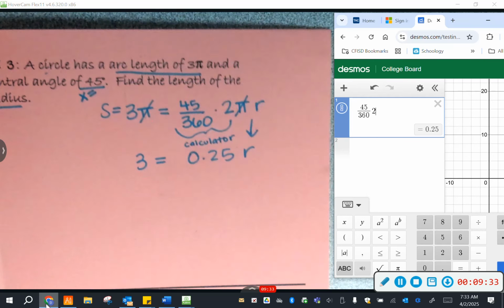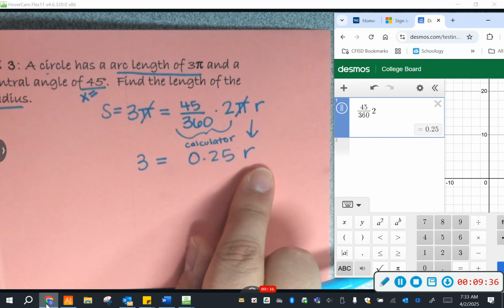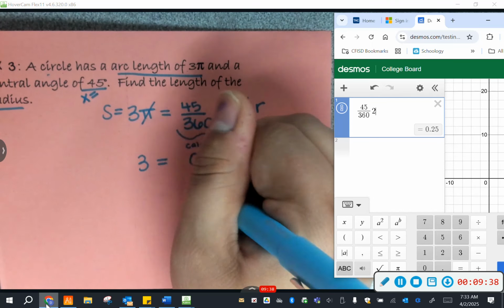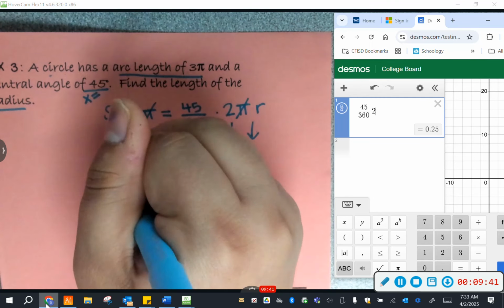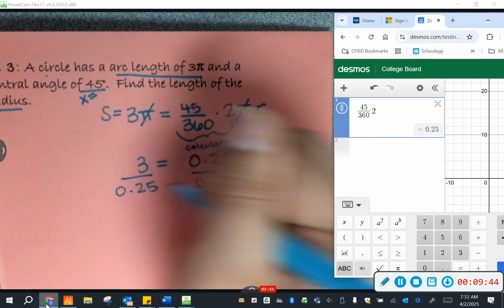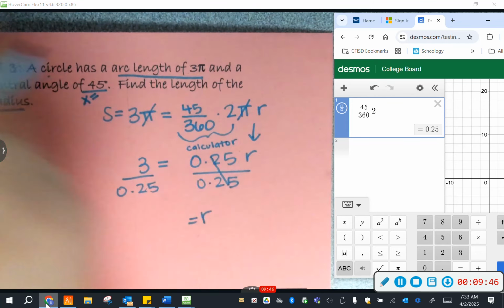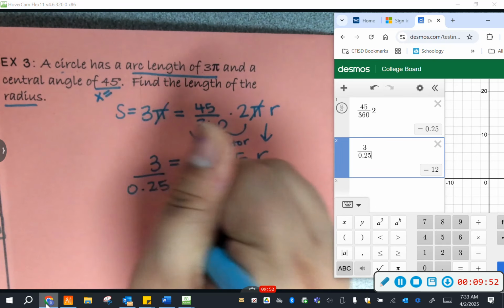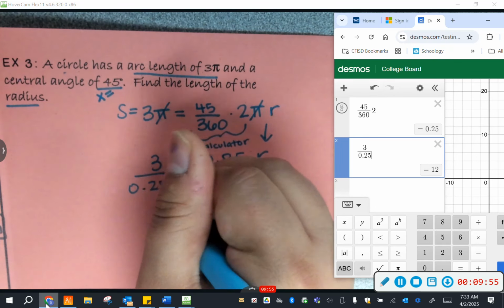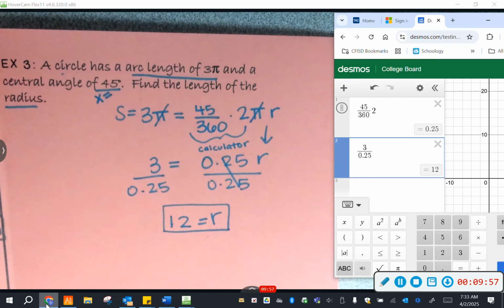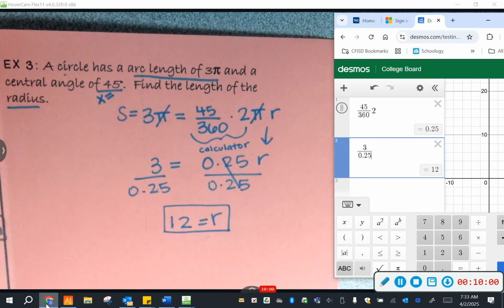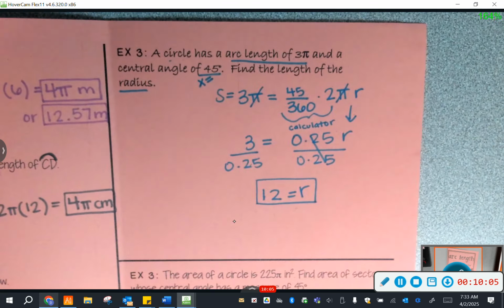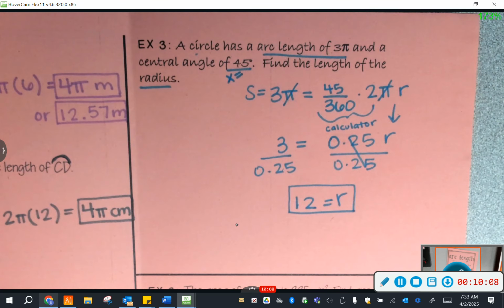And then what am I going to do now? How do I get R by itself? Divide by 0.25. And what you do to one side, you do to the other. What is 3 divided by 0.25? So my radius is 12. So to work backwards, you plug in what you know, put it in the calculator, and then you'll simply divide.